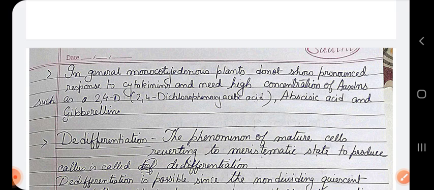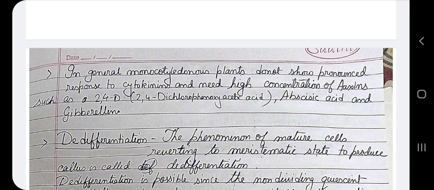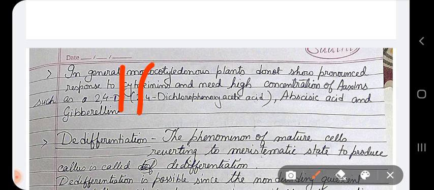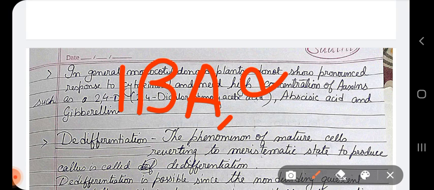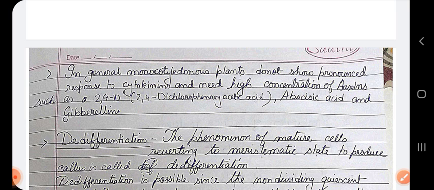Well, I have said that I will say about some of the examples of auxin and cytokinin. One of the auxins I have already said, 2,4-D, 2,4-dichlorophenoxyacetic acid. Others are IAA. Okay, let me write them down. IAA is indole acetic acid. Other are also there. IBA, indole butyric acid. Then naphthalene acetic acid, also called alpha naphthalene acetic acid. Okay, so these are some examples of auxin.